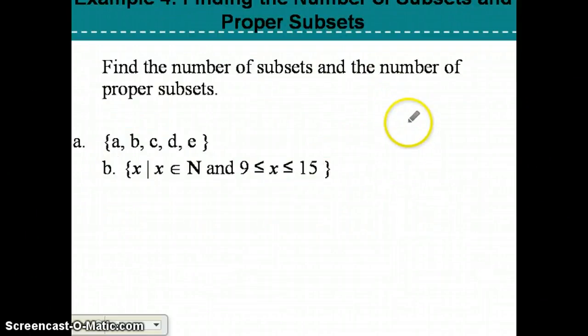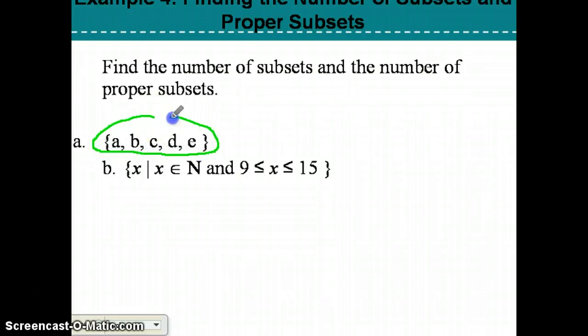All right, let's see if we can answer this question. Find the number of subsets and the number of proper subsets. Let's do A. Everybody look at A right here. How many elements are in A? Or in other words, what is the cardinality of that set A?